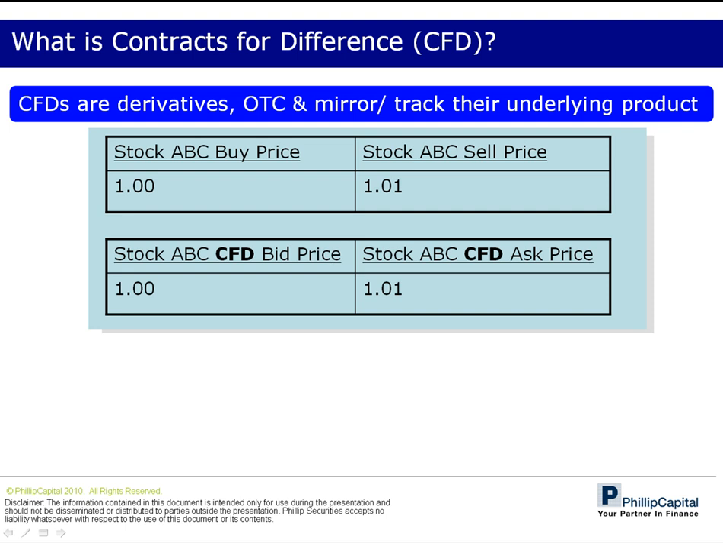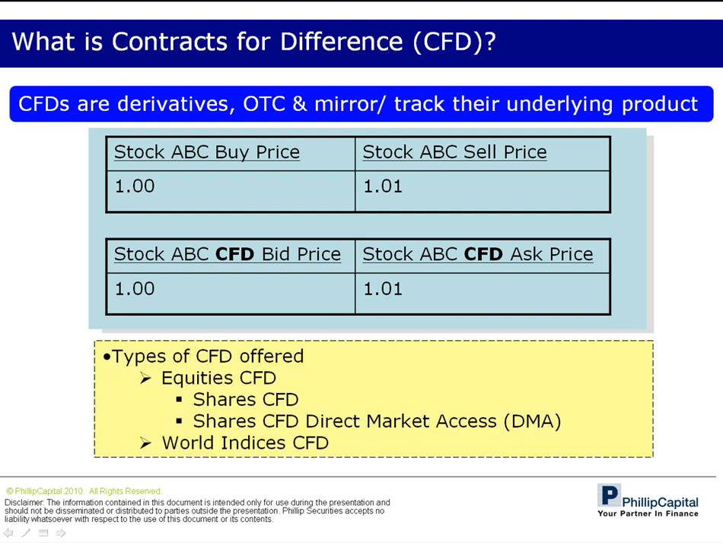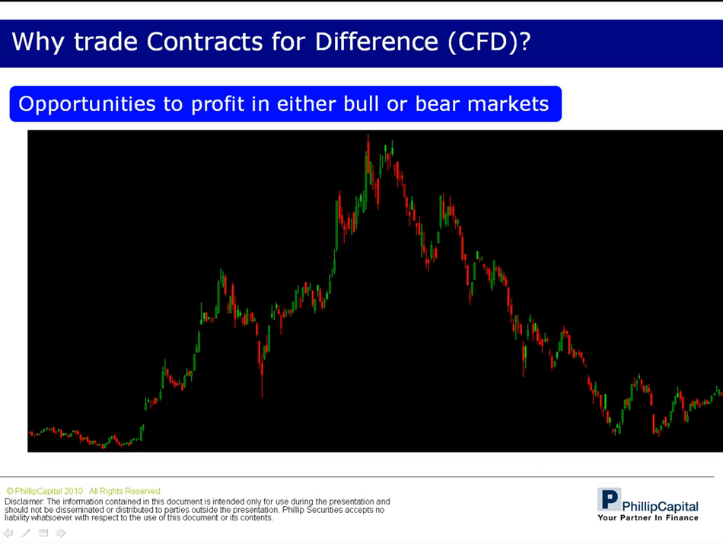As an over-the-counter trading instrument, CFDs are not exchange traded. Phillip Securities offers two major categories of CFDs, namely equities CFDs, which includes share CFD and share CFD direct market access, and world indices CFDs, which we'll go into more detail later in this presentation.